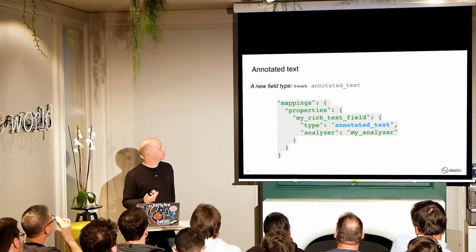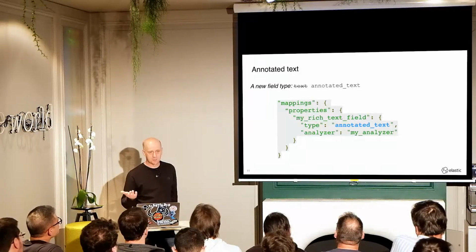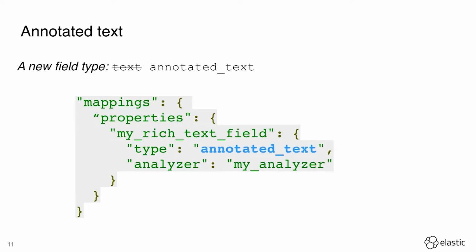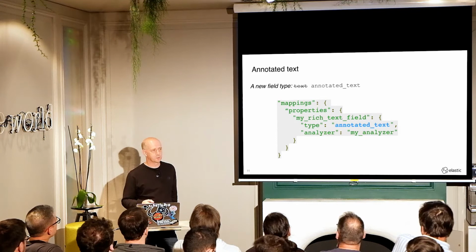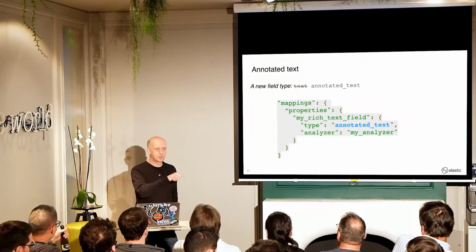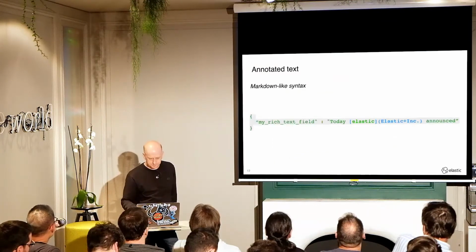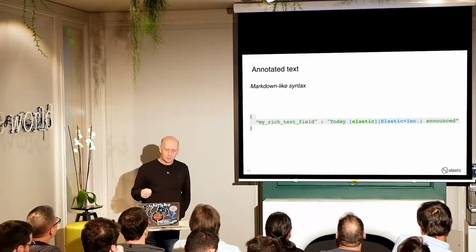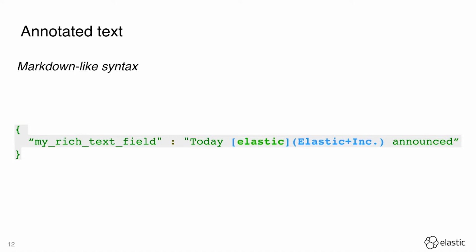So annotated text is just like normal text. You create a mapping and you say, here's my field name, but instead of using the type text, you just give it the type annotated text. And you can still use analyzers and all those other settings that go along with text fields, but annotated text fields allow you to smuggle extra information into your index. And you do that using this syntax.